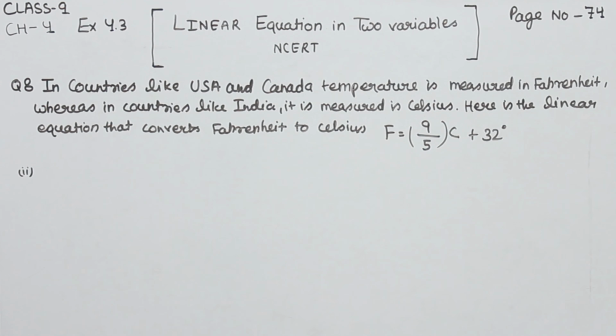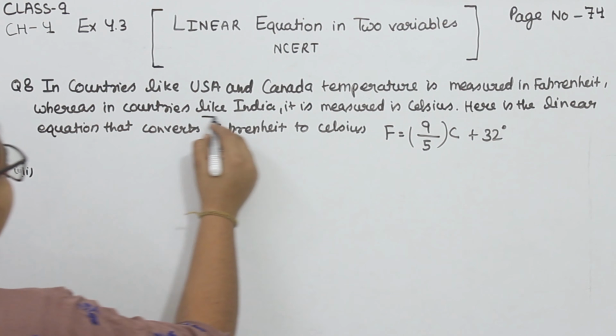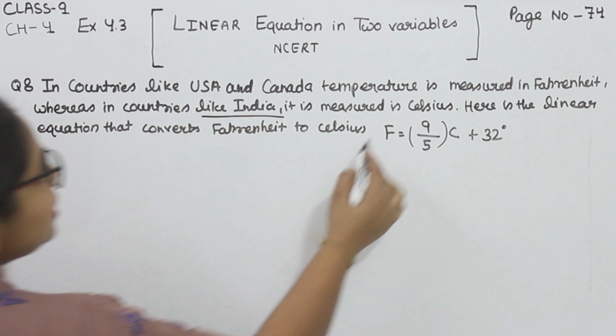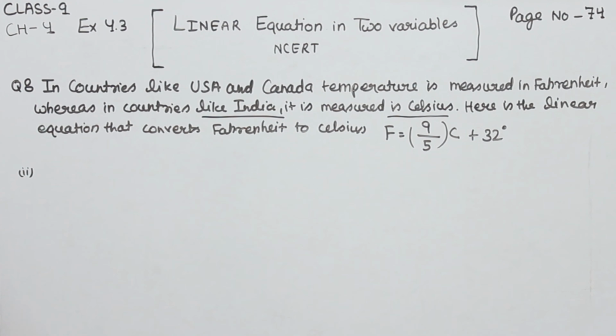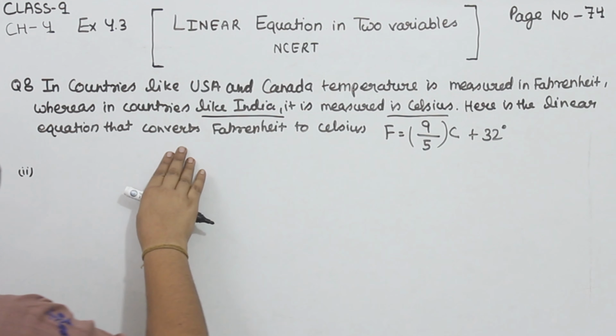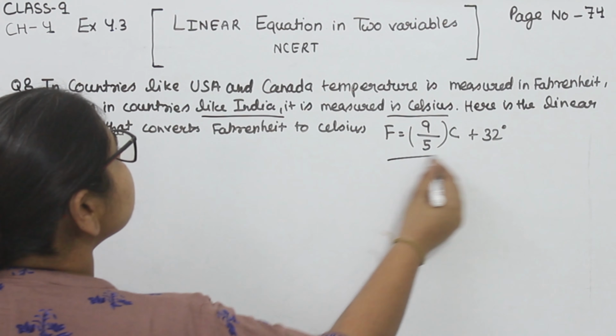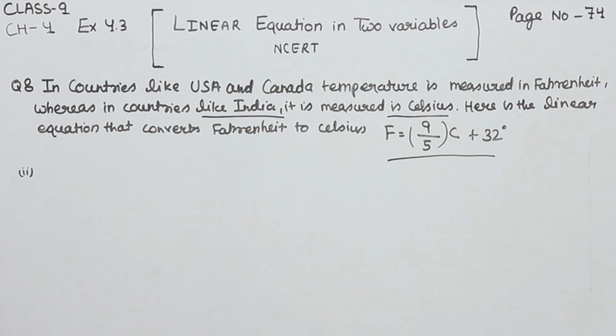In countries like USA and Canada, temperature is measured in Fahrenheit, whereas in countries like India, it is measured in Celsius. Here is the linear equation for converting Fahrenheit to Celsius. This one is the equation given. Now we come to the second part. Please refer to the book for the second part.